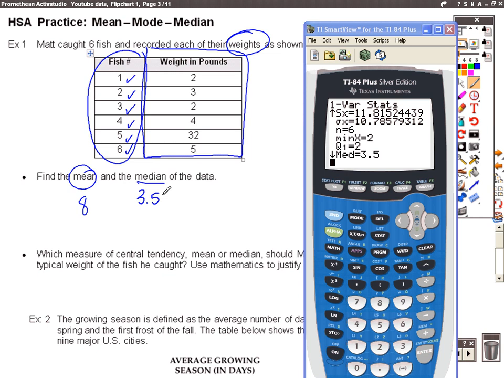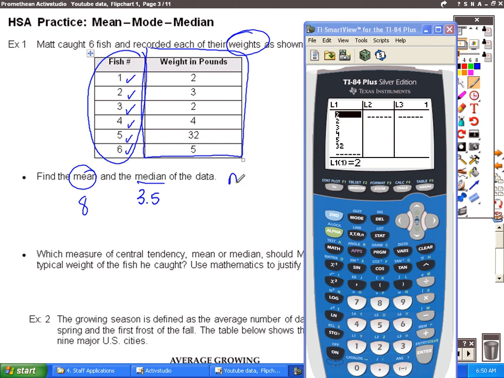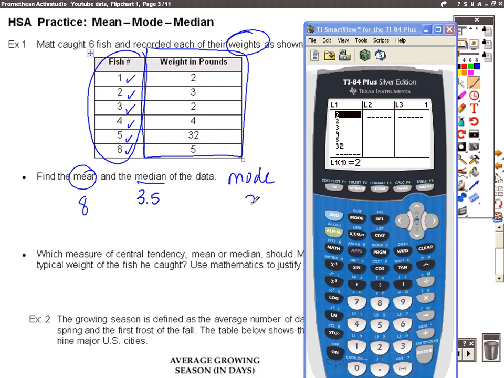And let's find the number that occurs most often by going back to Stat, Edit, and looking at the data. There are two 2s, and that's it. The mode of the data, it didn't ask me for the mode, but we'll go ahead and do it just for practice. The mode of the data is 2.